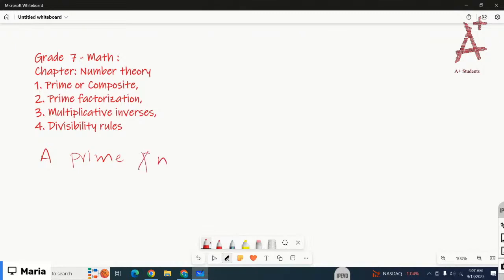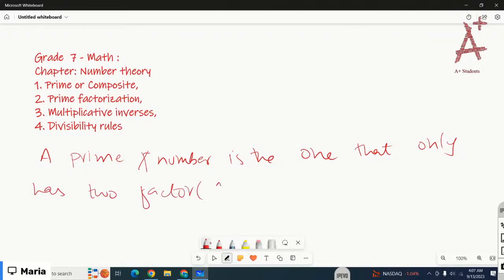A prime number is the one that only has two factors. Which two factors, right? One and the number itself. These are the two factors of the prime number. This is the prime number. And then the composite number has more than two factors.